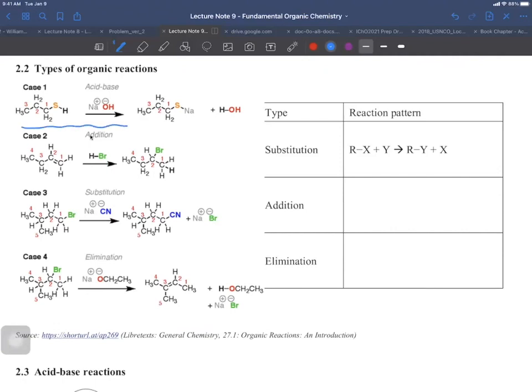The first one actually is not a very typical organic reaction because this is just an acid-base neutralization, right? Such as the thiol group, which is slightly acidic. It can be neutralized by a strong base to produce the conjugate base and the conjugate acid. So we have a few typical functional groups with this kind of acid-base property, such as the thiol group, the carboxylic acid group, the amine group. The amine has different types.